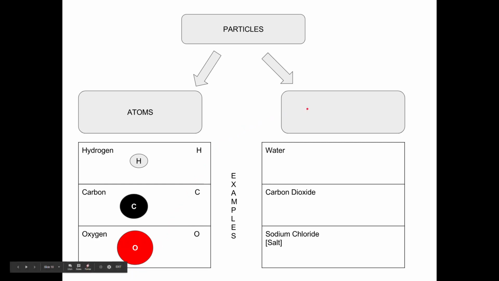Going back up to the right-hand side of our worksheet, we've already done atoms, so now it's time to talk about molecules. Molecules here, I have 3 examples. One is water, which is noted as H2O. That means that there are 2 H's, 2 hydrogens, and 1 oxygen.